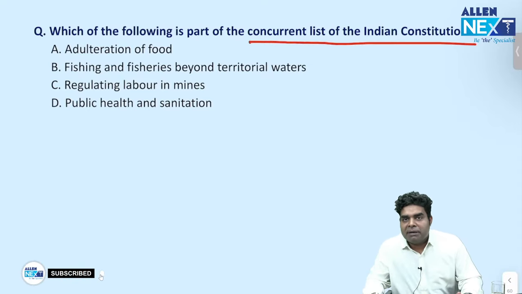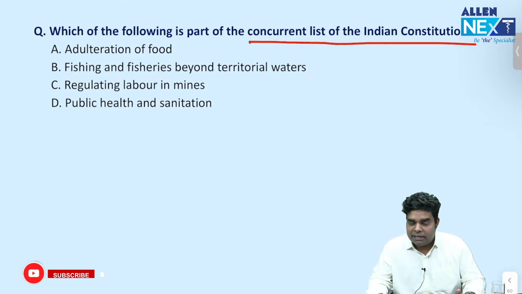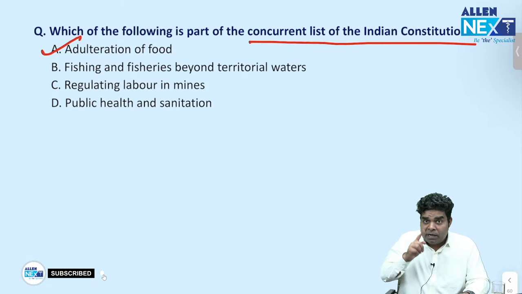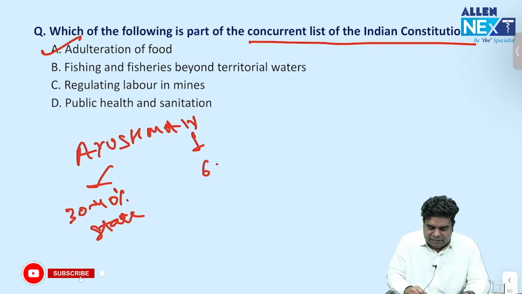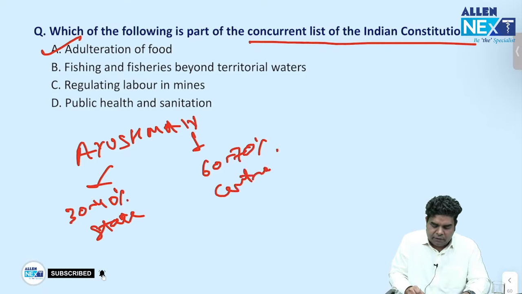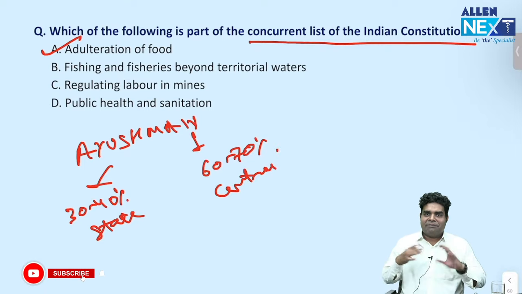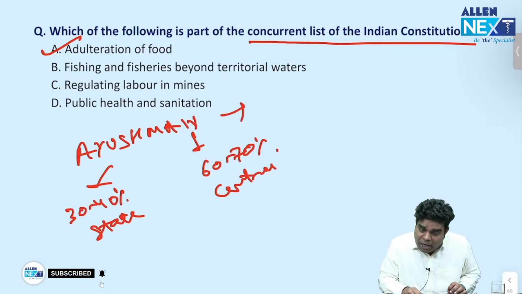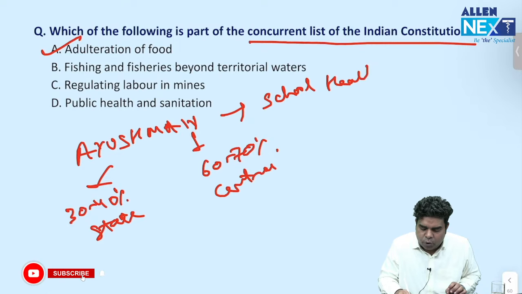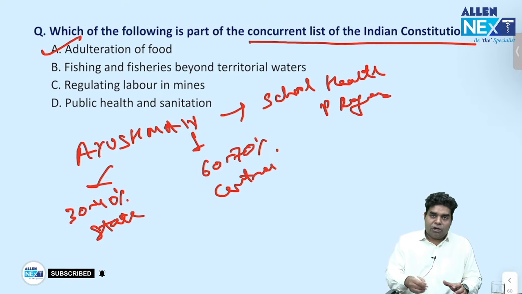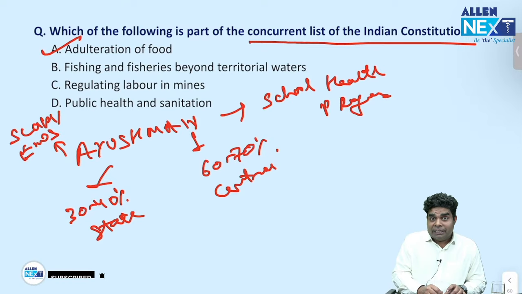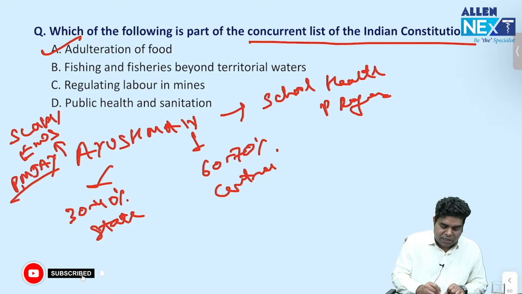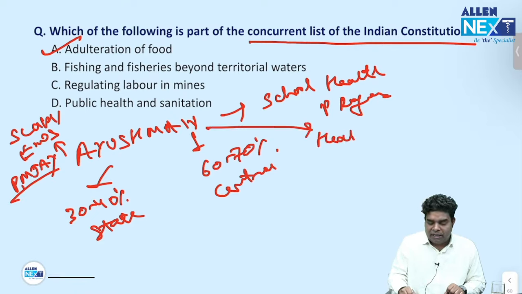Concurrent list of the Indian constitution means both state and central government have it in the list. That is adulteration of food. Similarly, remember Ayushman Bharat gets around 30-40% fund from state and 60-70% from central government. So Ayushman Bharat is also in a way funded by both. Remember, school health programs are nowadays also being included in Ayushman Bharat. Of course, Ayushman Bharat has 5 lakh insurance for the economically weaker section, known as PMJAY, Pradhan Mantri Jan Arogya Yojana. And Ayushman Bharat also has health and wellness centers.